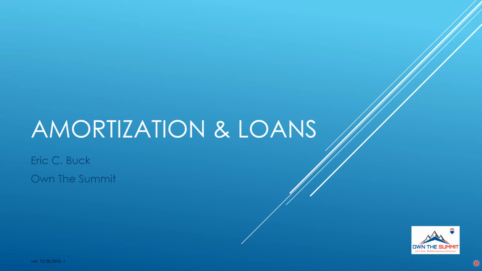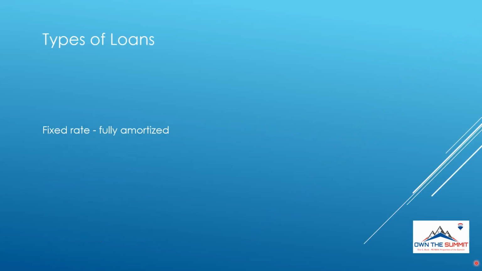First, let's look at the different types of loans. We have a fixed-rate, fully amortized loan. This is a loan that generally has a fixed term of 15, 20, 25, most typically 30 years, and has a fixed interest rate through the life of the loan. This is the most common loan that we see out there today.